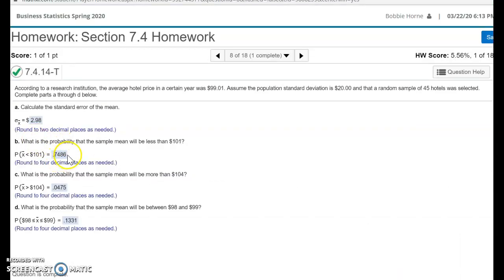0.7486. So when you're putting in the z-score, you're rounding to the 2nd decimal place. When you get the probability, you're rounding to the 4th decimal place.